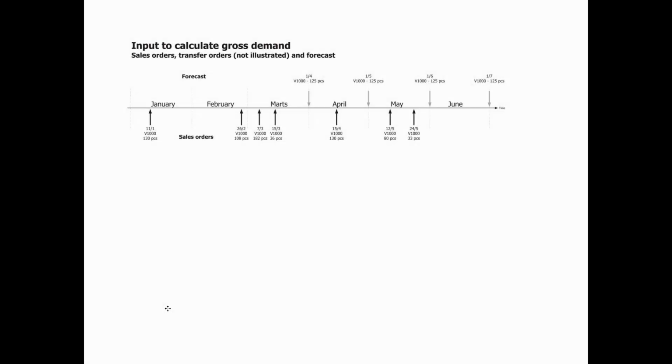This is an example of sales orders written below. I have some dates, item numbers, pieces, like you can see here, 108, 182, 36, 130, etc. And I've entered forecast of 125 pieces each first day of the month. So this is my gross input to my demand planning.